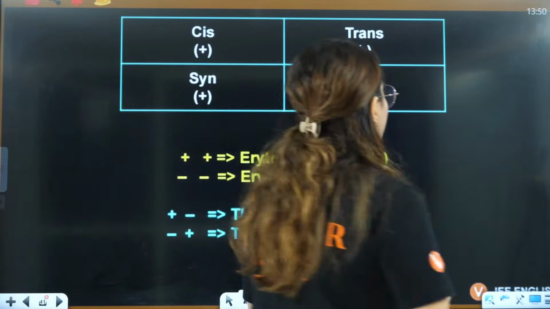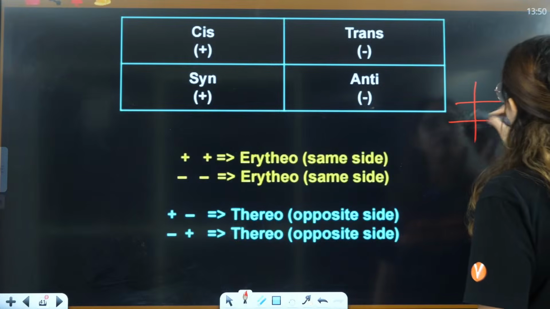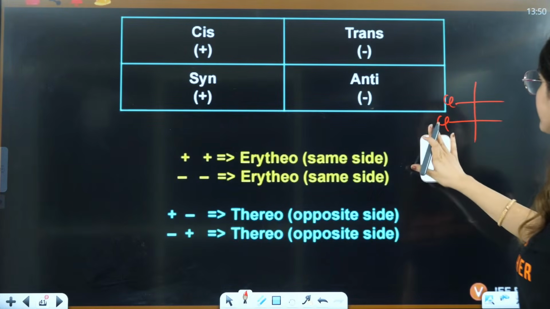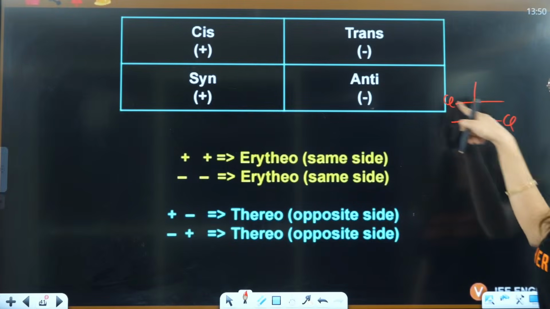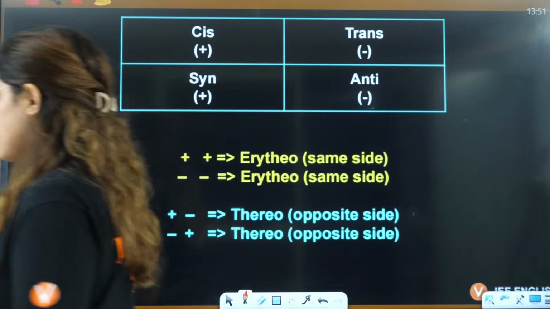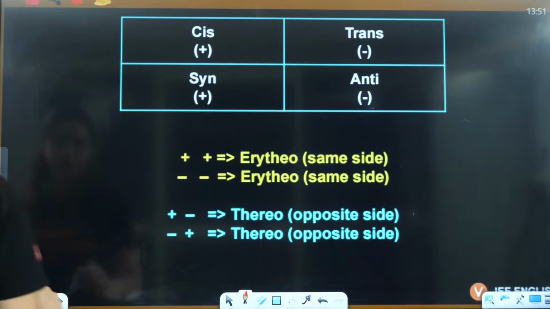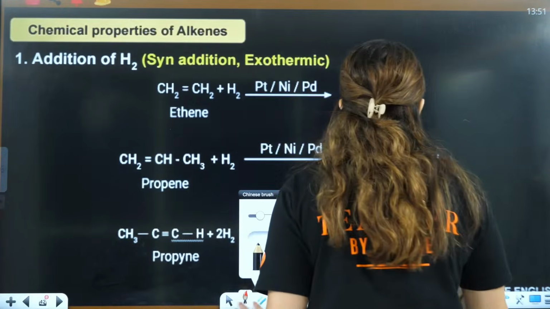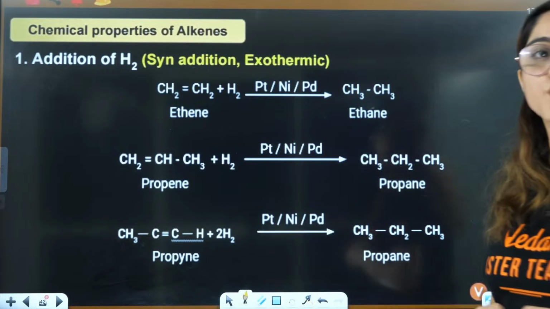What is erythro product? For example, you have added chlorine, so chlorine will be on the same side. Threo product is where chlorine will be on the opposite side. That is erythro and threo. Now you will actually understand where we are going to apply this. So let's understand this one by one.